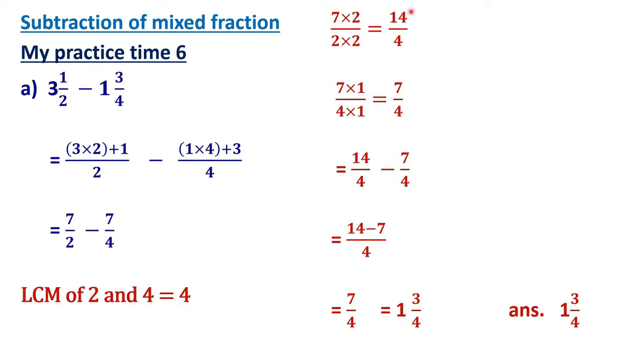Now we have the fractions 14 by 4 and 7 by 4. Okay, so these are the like fractions. So we'll operate the numerators, that is 14 minus 7. The whole thing is divided by 4 and this will give you 7 by 4. And again we can convert this into a mixed fraction, that is it will give you 1 3 by 4. That means the quotient will be the whole part, the numerator will be the remainder and the denominator will be the divisor. Okay, so our answer is 1 3 by 4.